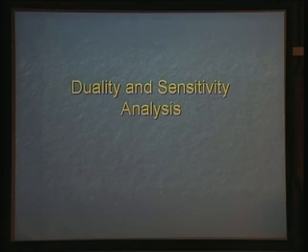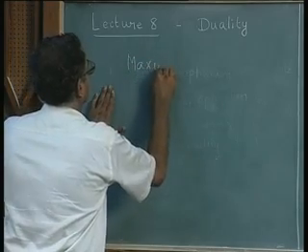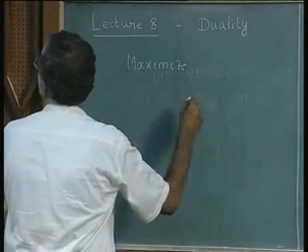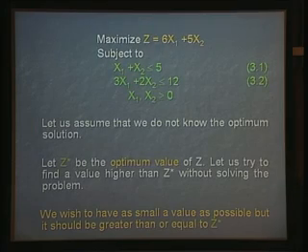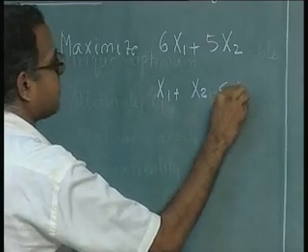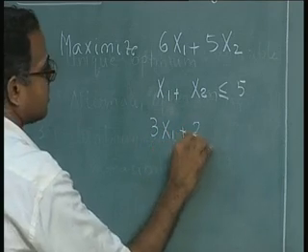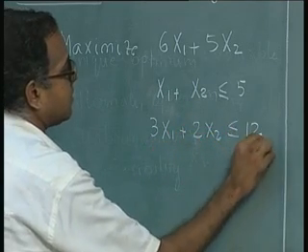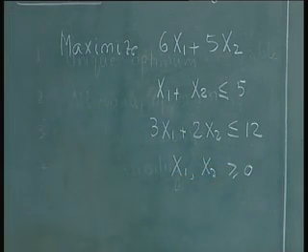Now, let us explain duality by taking the same example that we looked at the beginning of this course. The problem is to maximize 6x1 plus 5x2, subject to x1 plus x2 less than or equal to 5, 3x1 plus 2x2 less than or equal to 12, x1, x2 greater than or equal to 0.